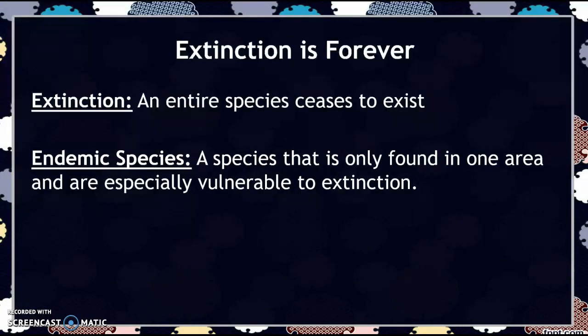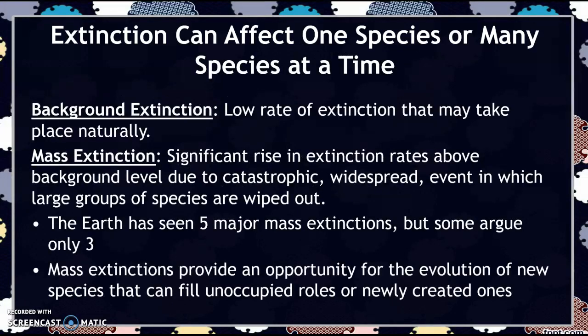Extinction is forever. Extinction occurs when an entire species ceases to exist. An endemic species is a species that's only found in one area and is especially vulnerable to extinction. Background extinction is a low rate of extinction that may take place naturally. So we're always going to have some sort of extinction because there are changing environments, changing conditions, etc.